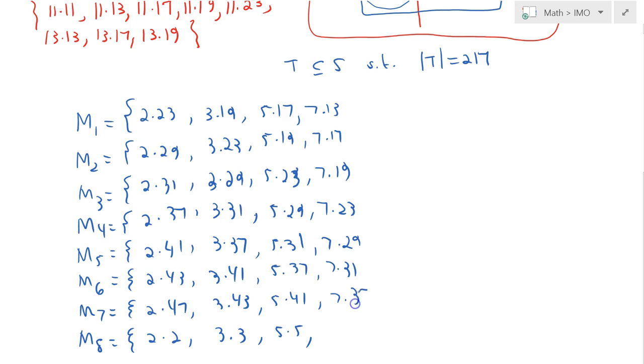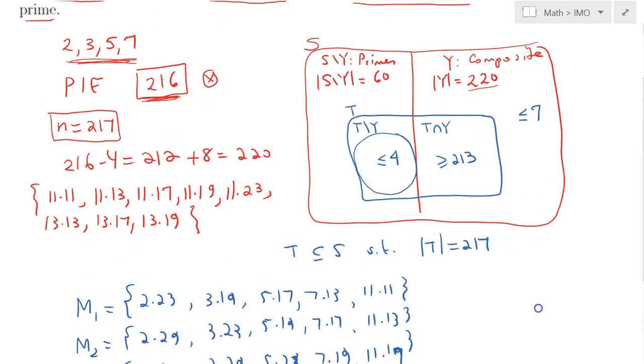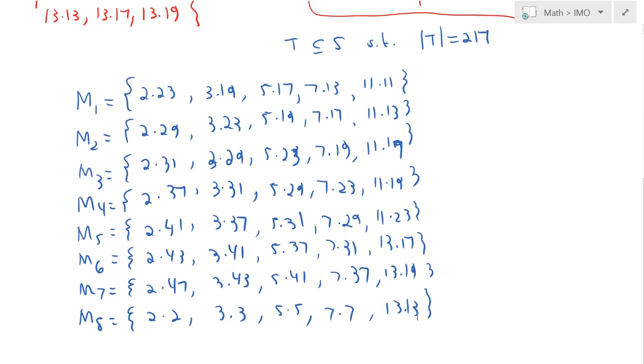And so, yeah, we're almost done now. The last elements in these sets, 11 times 11, 11 times 13, 11 times 17, 11 times 19, 11 times 23, 13 times 17, 13 times 19, and 13 times 13. We have 8 sets now, 8 sets each having 5 composite numbers. In total, I listed 40 out of the 220 composite numbers inside the set S.